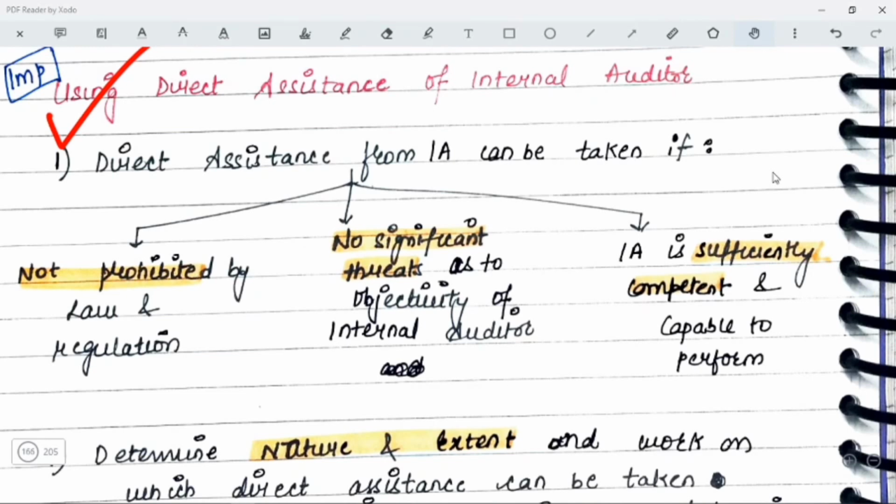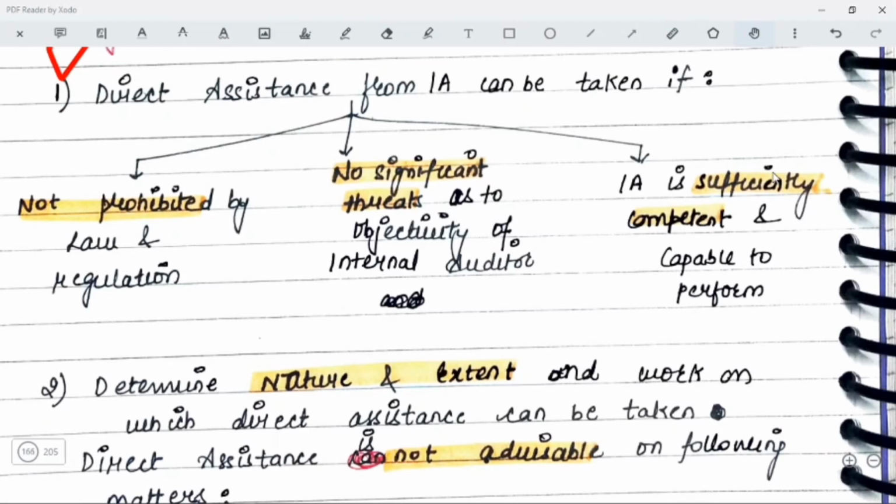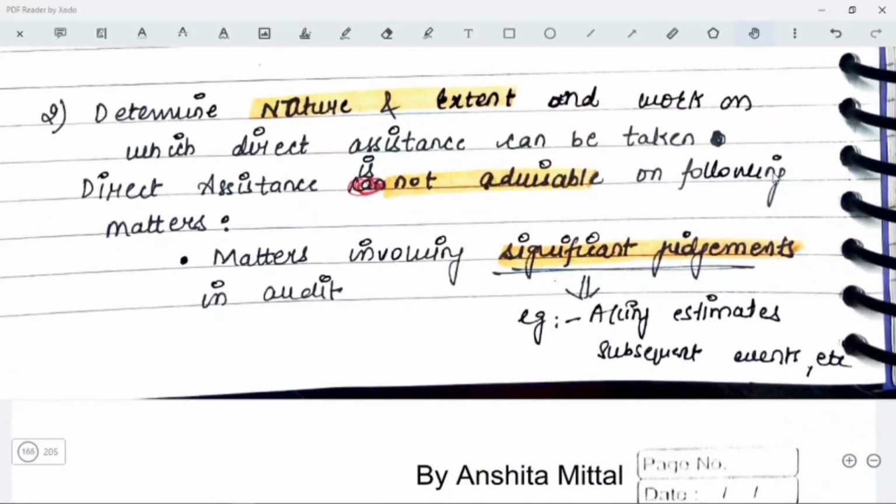Direct assistance from the internal auditor can be taken if it is not prohibited by law and regulation, there are no significant threats to the objectivity of the internal auditor, and the internal auditor is sufficiently competent and capable to perform. You will have to determine the nature and extent of the work on which direct assistance can be taken. Direct assistance is not advisable on the following matters.